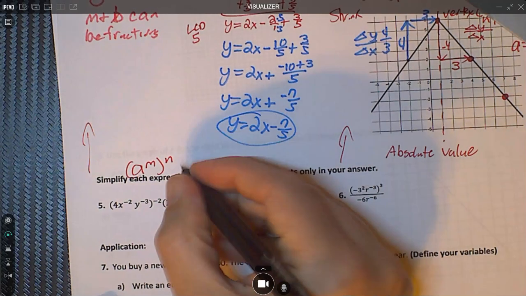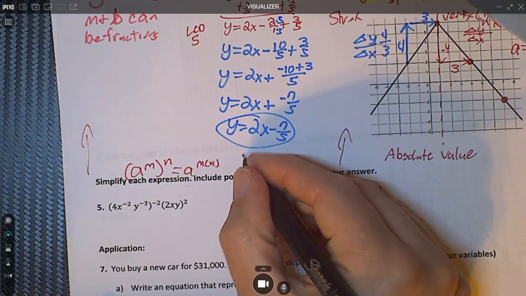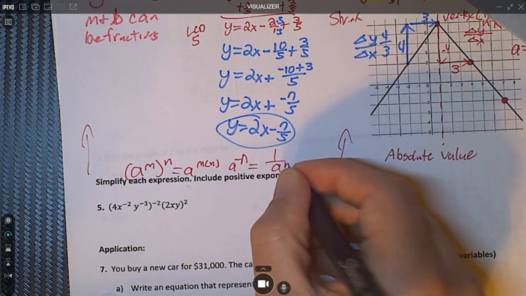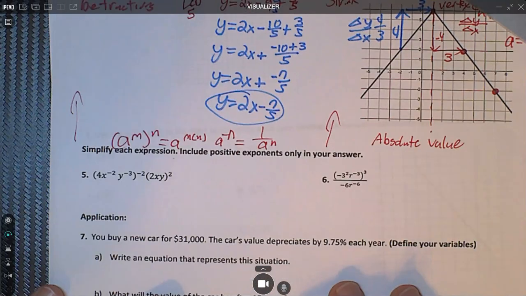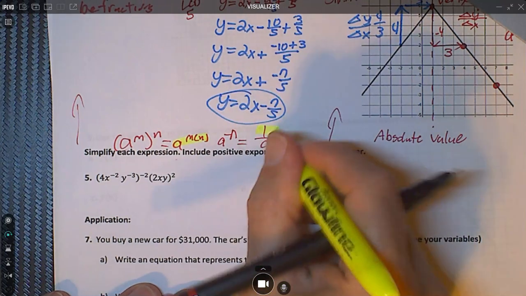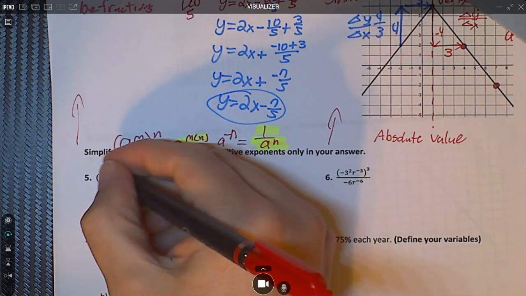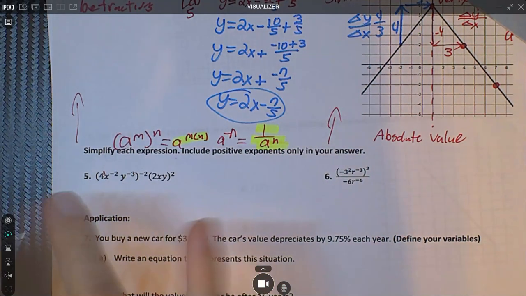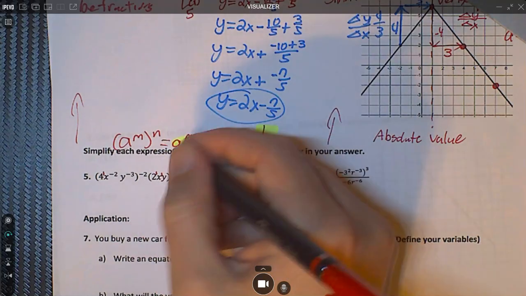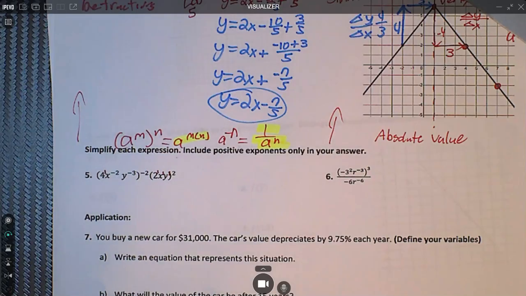For this question, you really need this law. And a to the negative n is the same thing as 1 over a to the positive n. So you need those two laws for this problem. And how many times have I told you, anytime you see 4 as to the first power, put it every time. There's a 2, first power. x, first power. y, you guessed it, first power. Put a 1 on all of them.